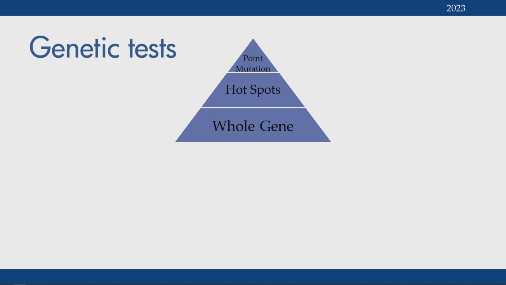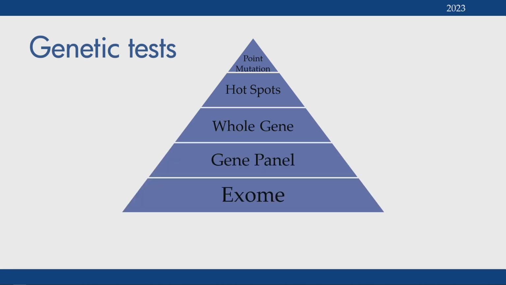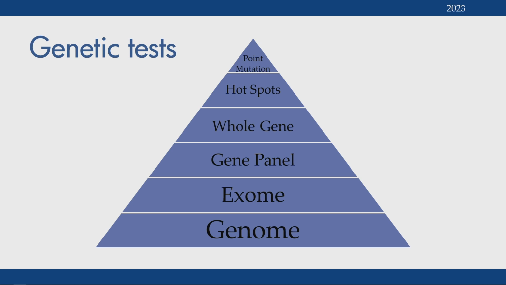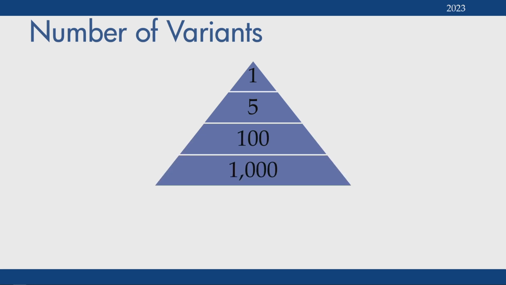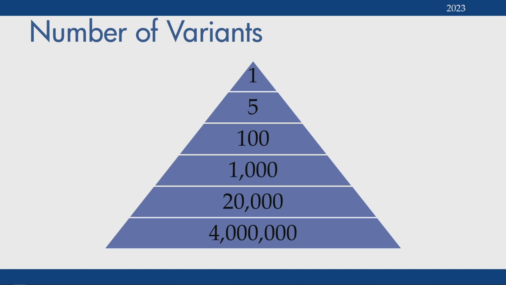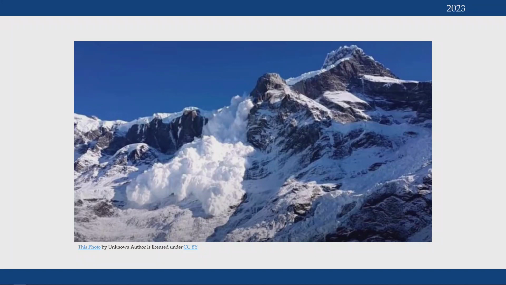Whilst the improvements in genetic testing over the last decade, going from point mutations as the routine to hotspots, and then whole gene, gene panel, exome, and genome, have led to incredible advances in our ability to diagnose these patients, it's also led to greater complexity. If you imagine, when you're looking at a point mutation, maybe you have one or two variants, increasing with hotspots, whole gene, panels, exome, up from about 1 or 2 with a hotspot up to about 4 million variants with a genome. And so we're faced with this avalanche of genetic data.